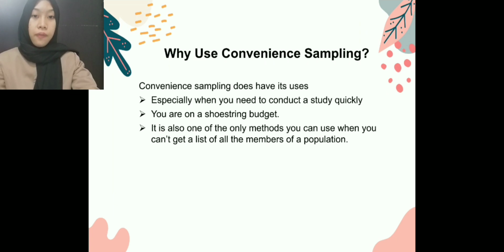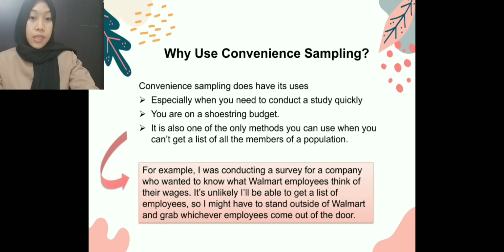Convenience sampling does have its use, especially when you need to conduct a study quickly and you are on a shoestring budget, and it is also one of the only methods you can use when you can't get a list of all the members of the population. For example, I was conducting a survey for a company who wanted to know what Walmart employees think of their wage. It's unlikely I'll be able to get a list of employees, so I might have to stand outside of Walmart and grab whichever employees come out of the door.